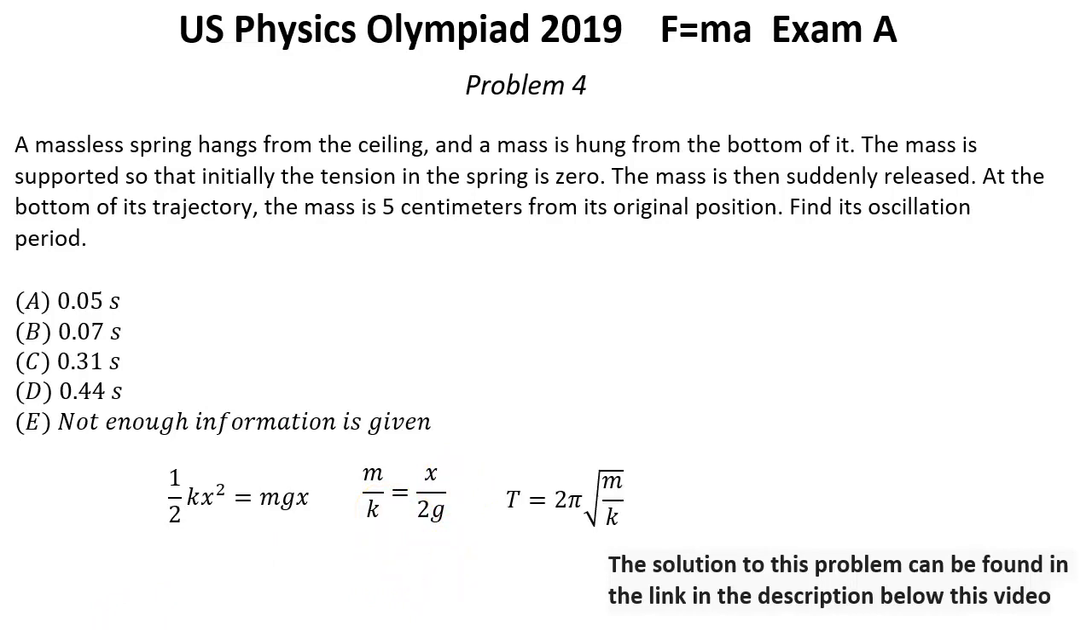But the period of oscillation equals 2 pi multiplied by the square root of m over k, and all that equals this expression. Now putting in numbers, we will find that the period equals 0.31 seconds, which is answer C, and that was a solution for problem number 4.